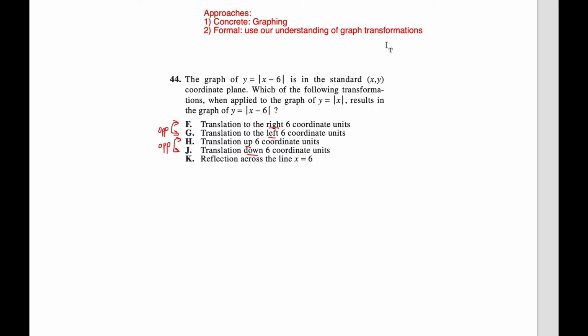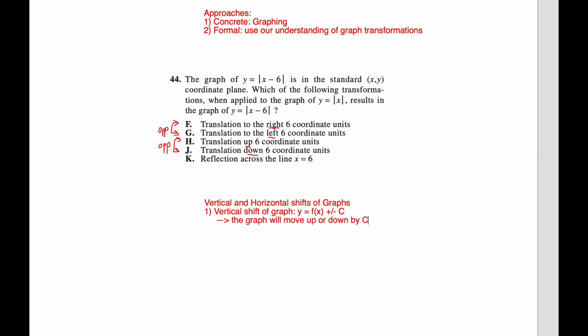Let's now look at the formal way of solving this question, which would be to use our understanding of graph transformations. Specifically, what they're testing us on here is this idea of translating to the left or right or up or down. So I'll write out what we need to know about that. This is basically vertical and horizontal shifts of graphs. For a vertical shift of a graph, we'll have a function like y equals f of x, and then we're going to add or subtract a constant c. This will cause the graph to move up or down by c, depending on what it is.